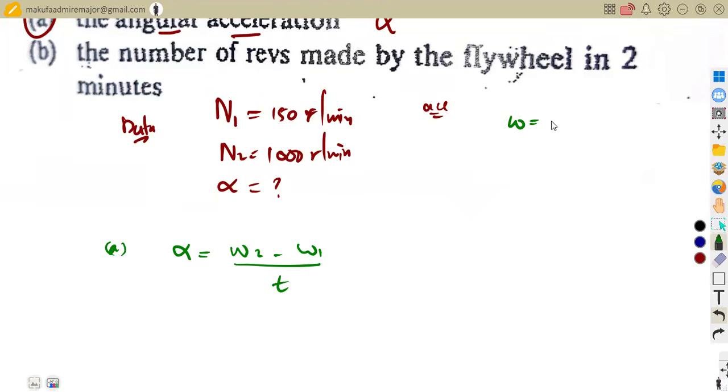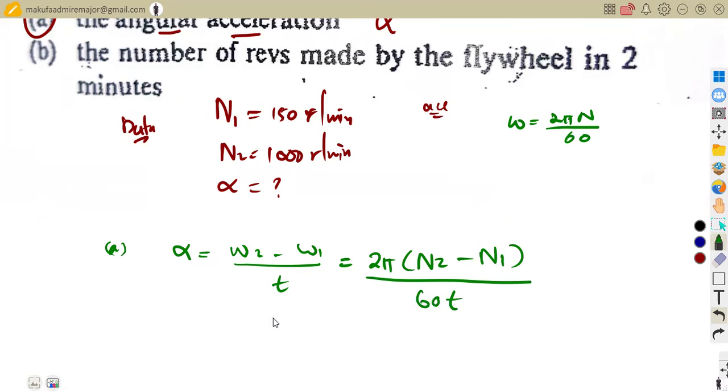But remember that our omega is equal to 2 pi n over 60. And I extended this formula and said that it's going to be given as 2 pi (n2 minus n1) over 60t. So that was the formula that I ended up showing you, to use whenever you're given your speed in revs per minute. This is the best formula to calculate your angular acceleration.